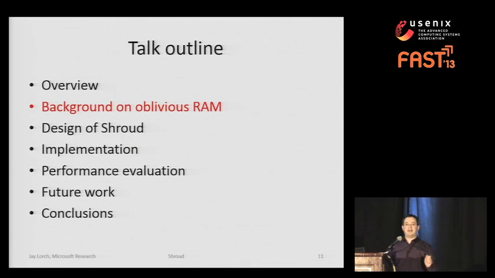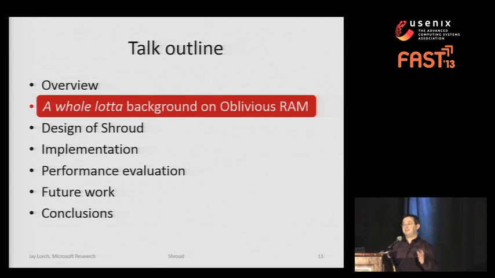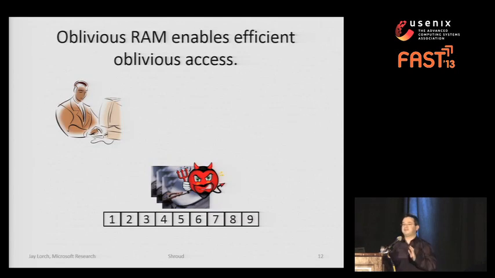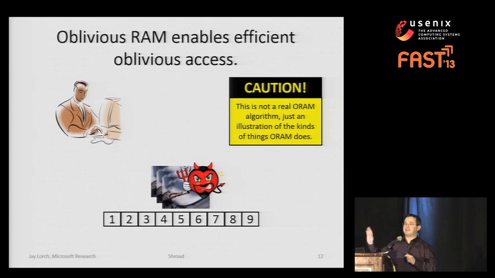All right, so first background, actually a whole lot of background, because I know that Oblivious RAM is not familiar to very many of you. So I'm going to give you enough flavor of Oblivious RAM so you can follow our design. At a high level, Oblivious RAM provides the ability to efficiently access a virtual disk without revealing which blocks you're getting. I'm just going to give you a flavor for the kind of things ORAM does. Later, I will describe an actual ORAM protocol.